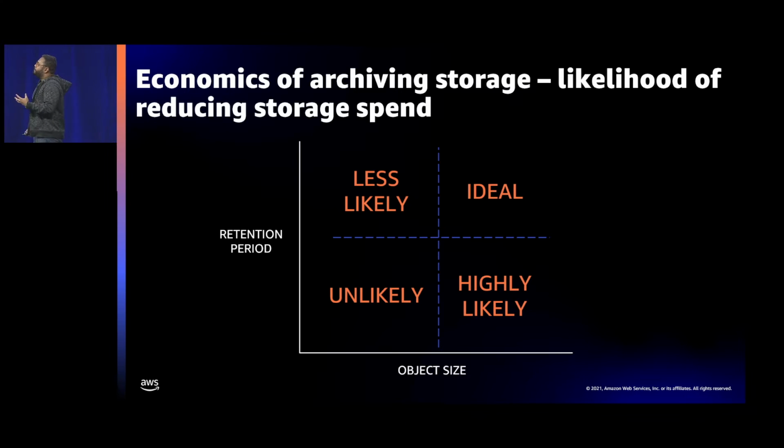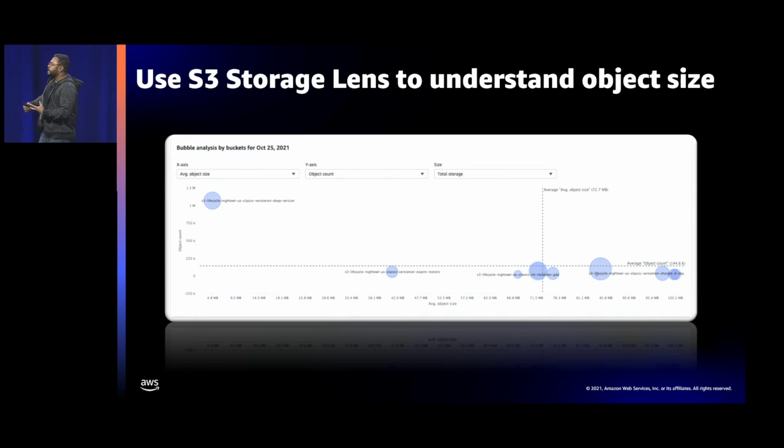So for that, we go back to Storage Lens and see another bubble chart that I've created for you as an example. So here, what I'm tracking is average object size across my different buckets, the number of objects within these buckets, and also the total storage for these buckets. So as you can see here, there are some buckets that I have that have a really high average object size.